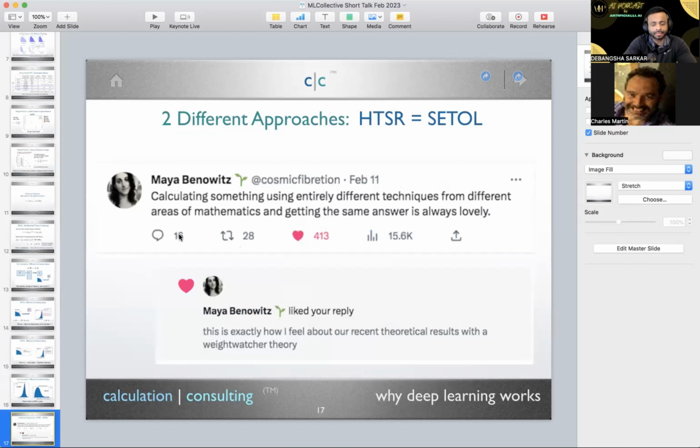So I have a friend on Twitter who's a theoretical physicist, who says, calculating something using entirely different techniques from different areas of mathematics and giving the same answer is always lovely. And that's what we've done. We have the HCSR theory, which is in JMLR. We have the new theory, which is all statistical mechanics, and they give the same result when alpha equals 2. So that's how I feel about it.